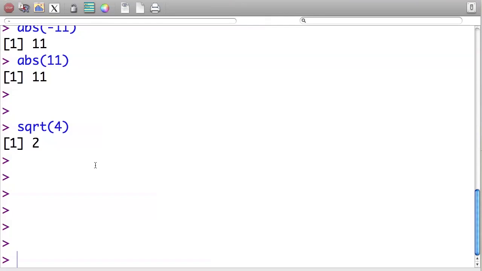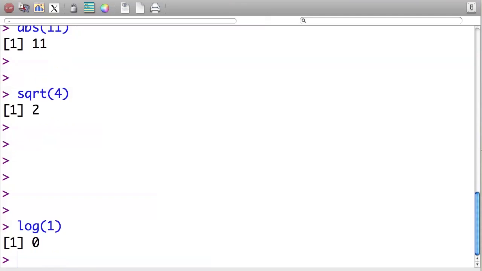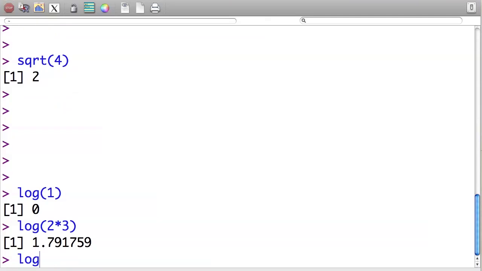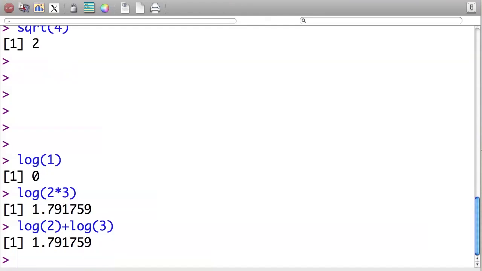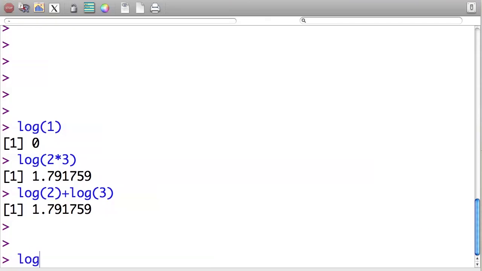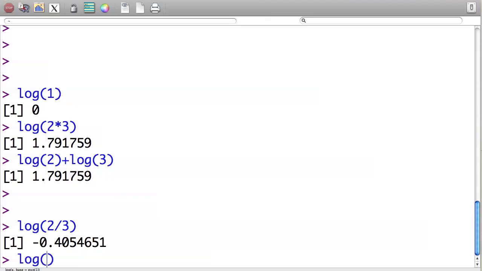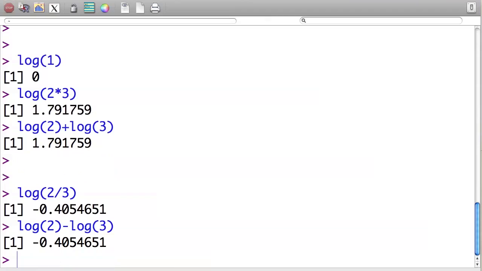In R, to calculate the natural log of something, we use the log function. Remember, the log at 1 is 0. There are some important properties of the log function that you should memorize. One such property is that the log of a product of two numbers is the sum of the logs of each number. So log of 2 times 3 is actually log 2 plus log 3. On the other hand, the log of a quotient of two numbers is the difference of the logs. So log of 2 divided by 3 is log 2 minus log 3.